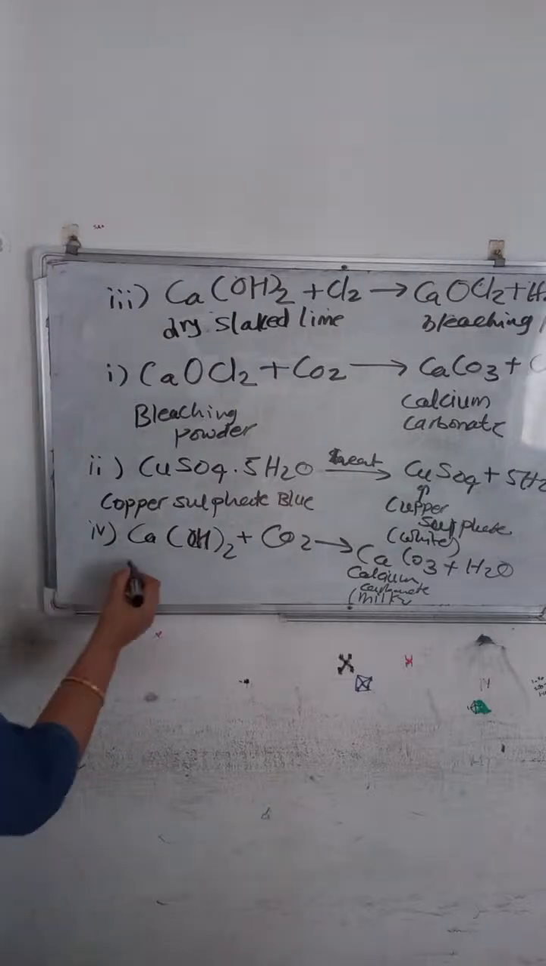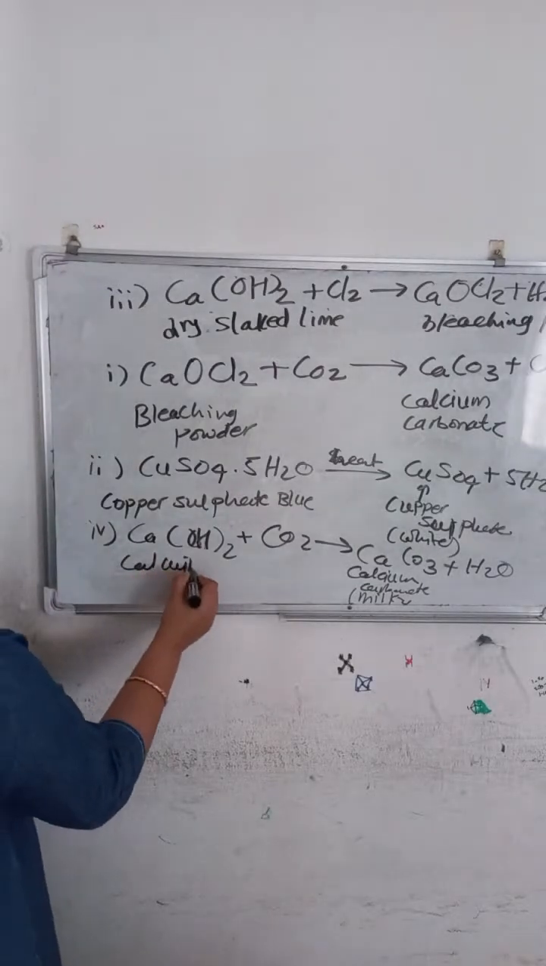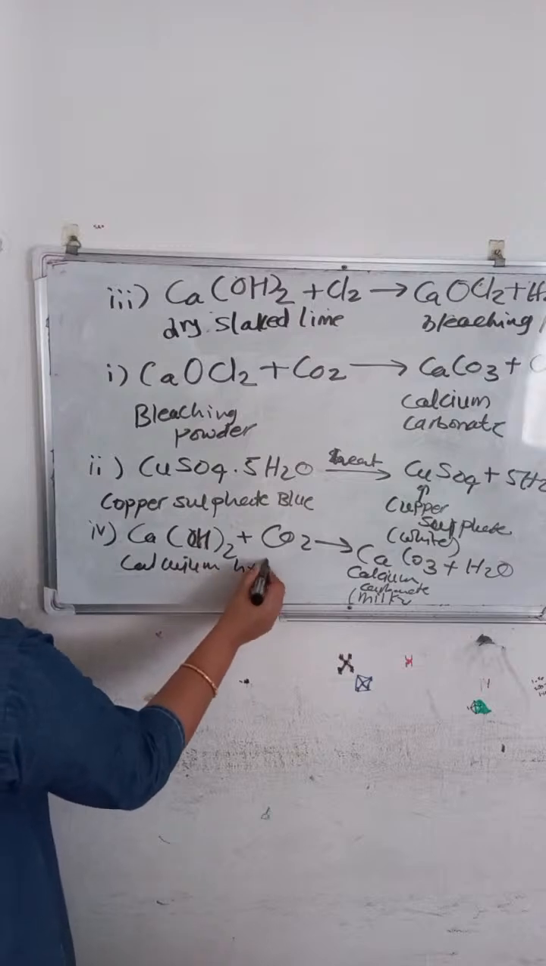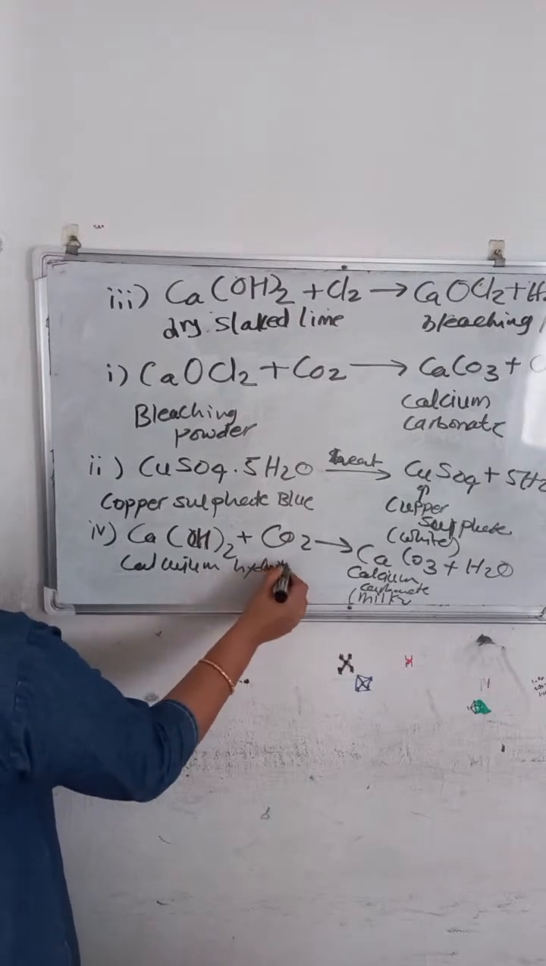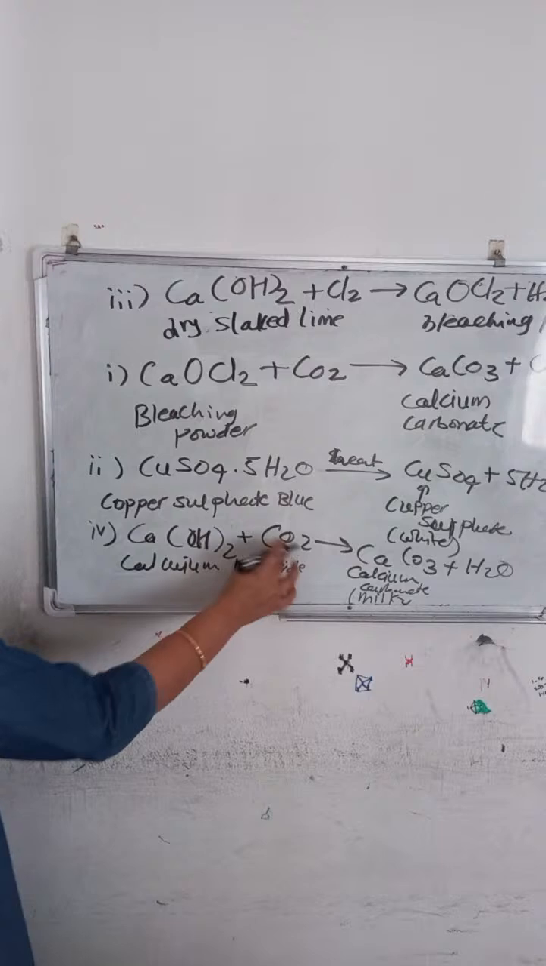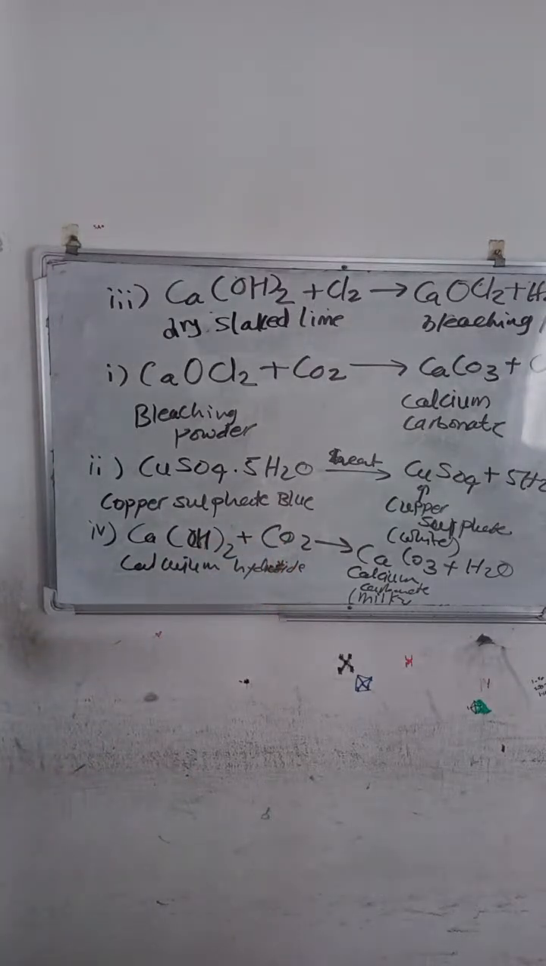If you want, you can write down calcium hydroxide reacts with CO2, that is carbon dioxide. This also gets balanced. Now the last question: NaOH solution is heated with zinc granules. Morning only we did this, sodium zincate is formed.